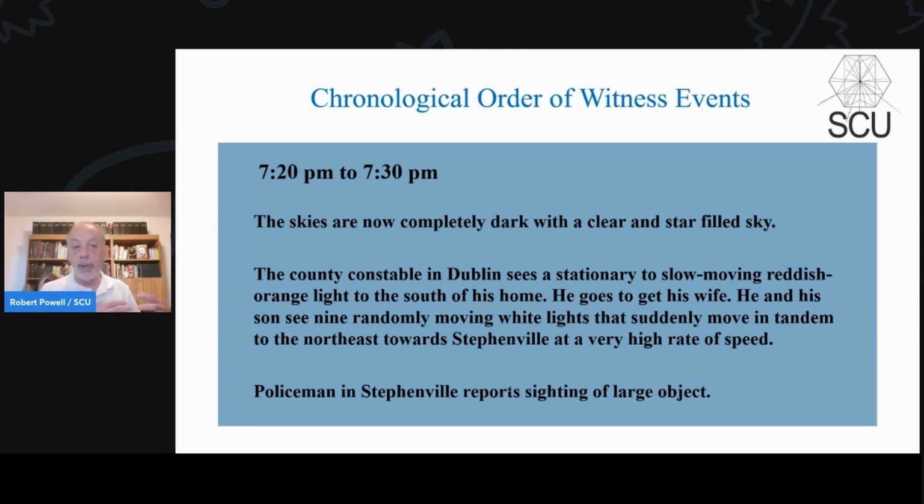Now, the lights are no longer south of his home, but they're more above and higher up, and they're moving around in a random fashion. And then suddenly, these random moving lights come together synchronously and move in tandem to the north-northeast towards Stephenville. At about that same time, there is a policeman in Stephenville who reports seeing a strange object within the city of Stephenville, and he draws his view of the object, which is on the next slide.